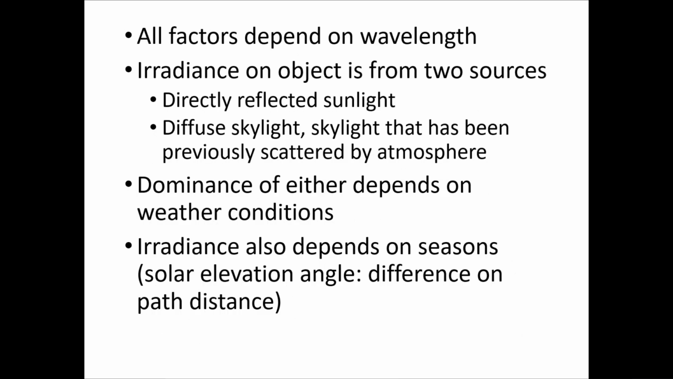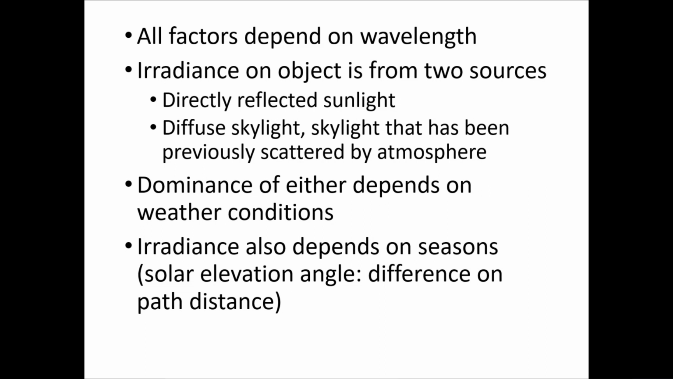All these factors basically depend upon the wavelength of interactions and the irradiance on the object. We know that the main source of irradiance or incoming energy is the sun. So that is one source of illumination, that is directly reflected sunlight. But there is one more, the diffused skylight, or skylight that has been previously scattered by the atmosphere. There will already be some energy scattered by interactions in the atmosphere, and that also can provide some irradiance on an object, and all these things will be reflected and sensed by the sensor along with some further scattered energy or path radiance.